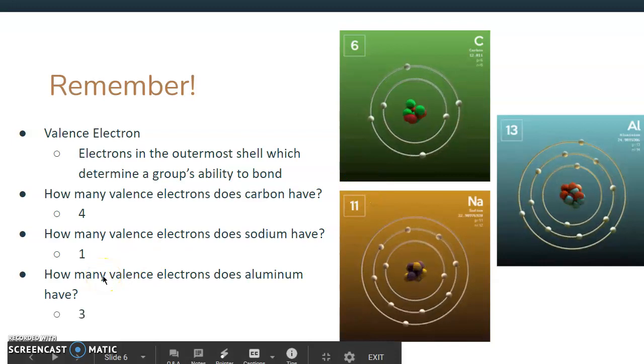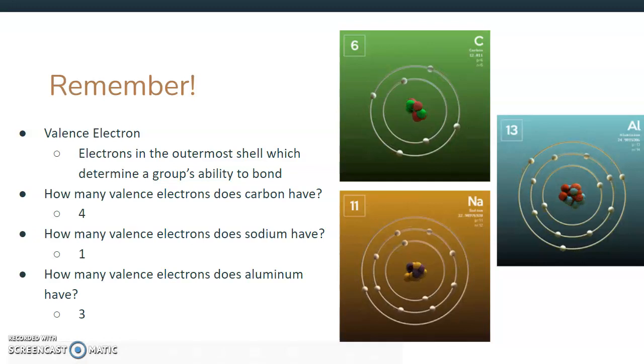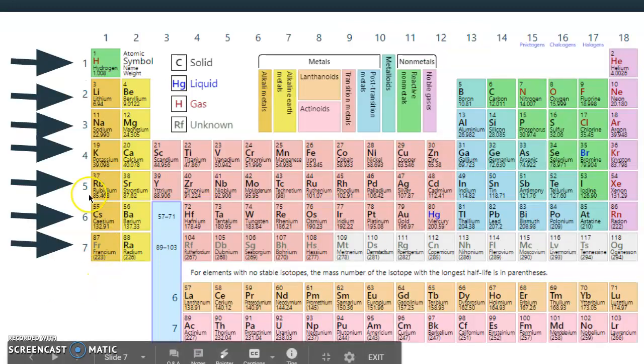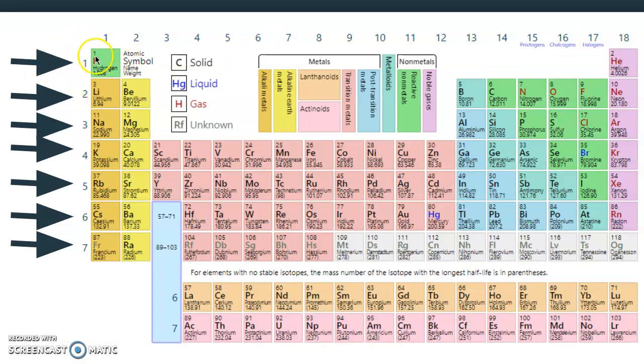So we're going to be talking about how these valence electrons are going to change as we go across our periodic table. So we have our arrow showing us which rows we have. We have our first row, which is hydrogen and helium. Then we have our second period, I should say, not row, period, which is lithium, beryllium, boron, carbon, nitrogen, oxygen, fluorine, and neon.